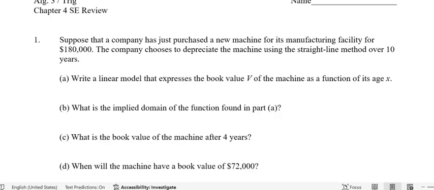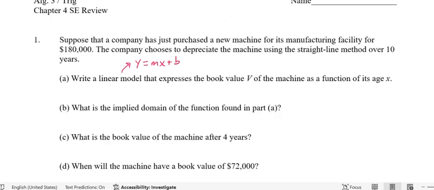This is the video to help you prepare for the Chapter 4 material on the semester exam. So this first problem is a word problem where you're supposed to write a linear model. That's just another way of saying you're going to write a linear equation in slope-intercept form. So y equals mx plus b.